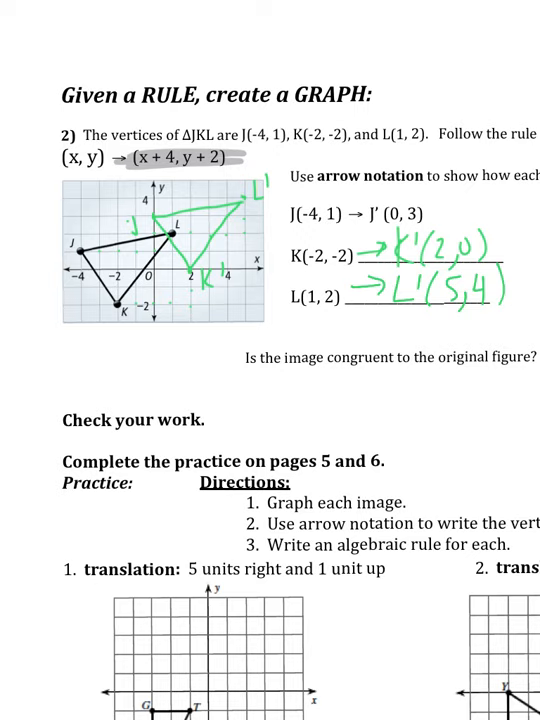Now another way you could have figured out those new points is you could have taken the original points and just applied this rule to them. So x plus 4, y plus 2. If you look at this point right here, x plus 4, so negative 2 plus 4 equals 2. And then the y coordinate, negative 2 plus 2, you get 0. So you could have applied the rule and gotten the points that way as well.